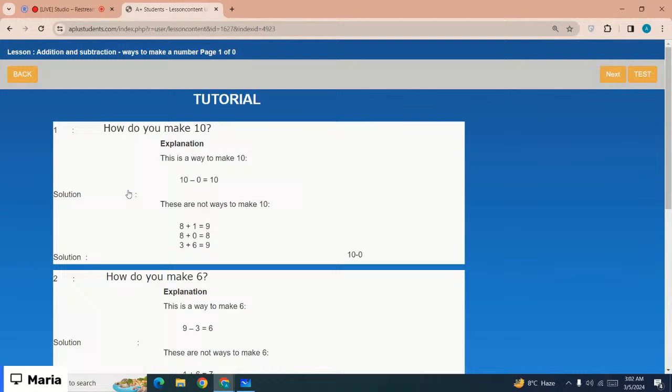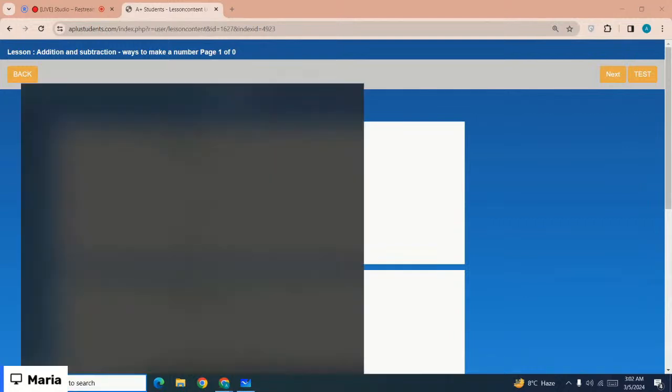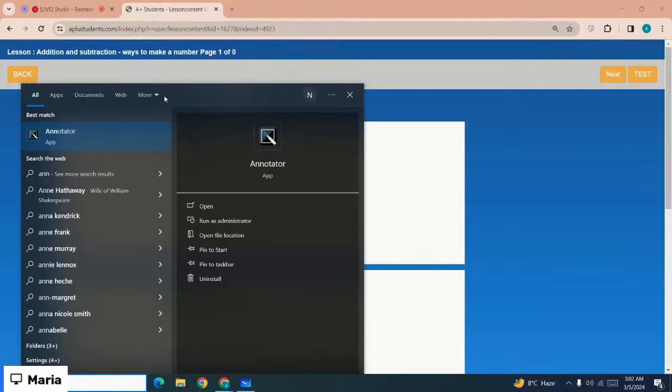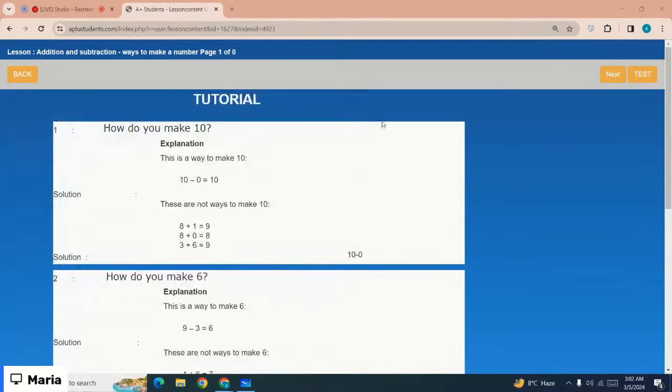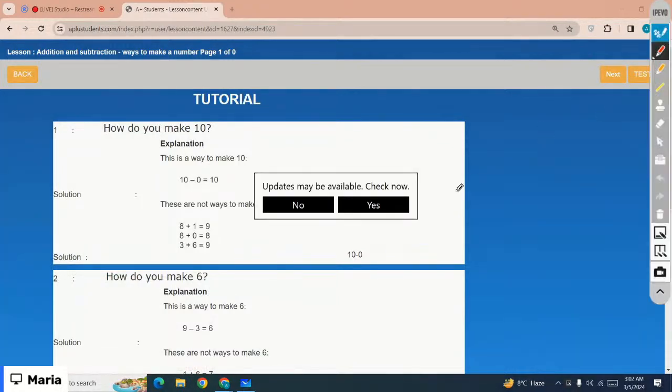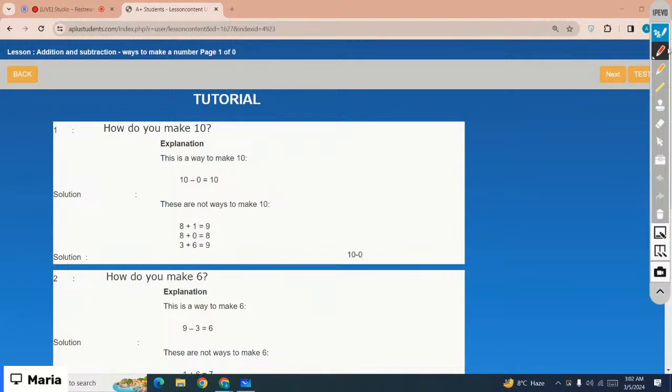So basically, you are given four options. You have to see which of the options is the correct one, right? For example, here you have, how do you make 10? You need to make 10, right? You are given four options: 10 take away 0, 8 plus 1, 8 plus 0, 3 plus 6. These are the four options you are given.